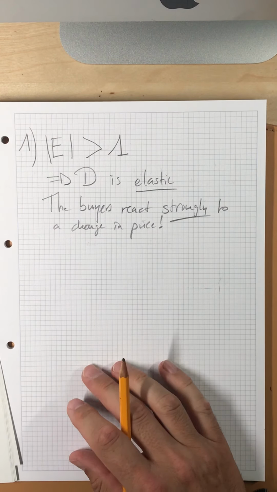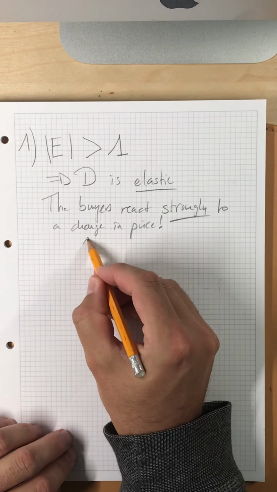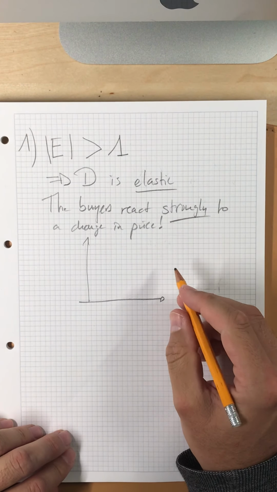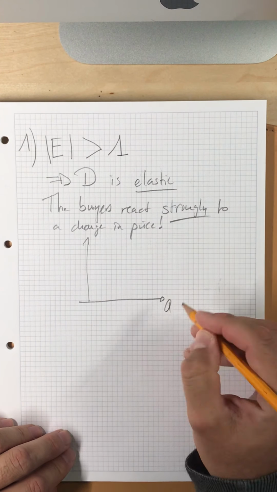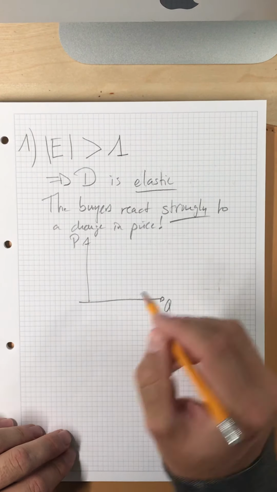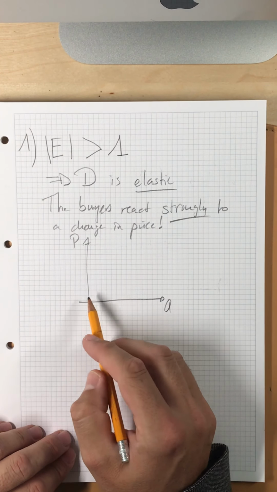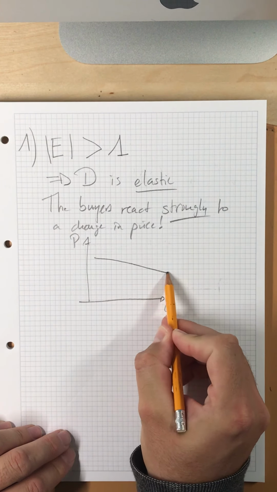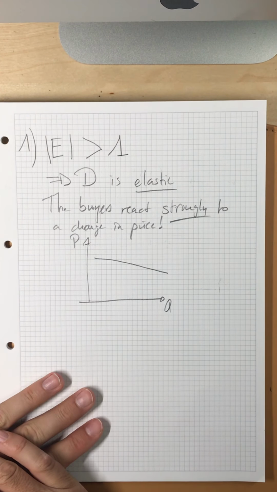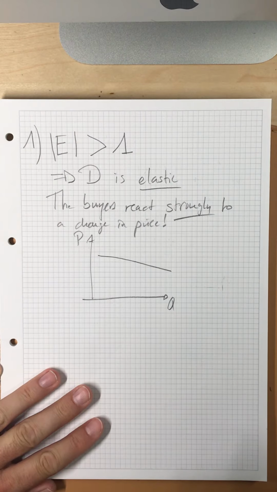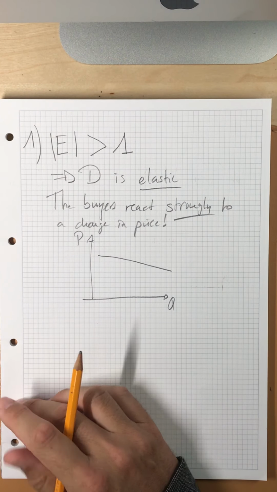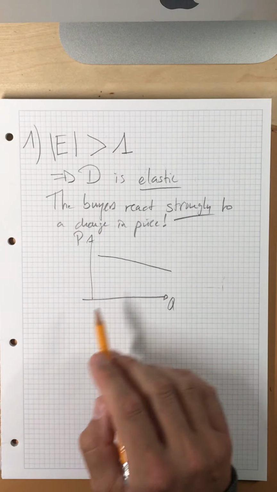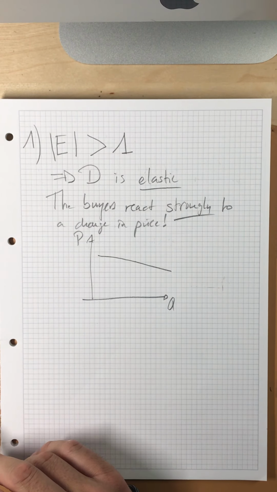That's the first case. And the shape of your demand curve, quantity, price, okay. So the shape, when you have a strong reaction, is approaching an horizontal line, but it's not totally horizontal, okay. So it's this case of shape of demand curve.